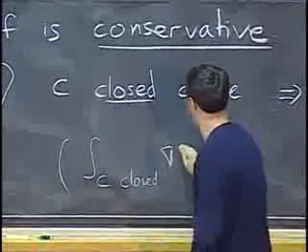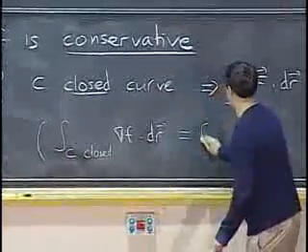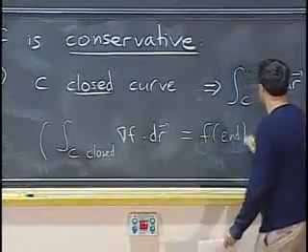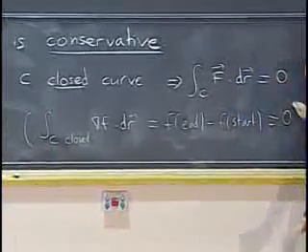So if I have a gradient field and I do the line integral, then I will get f at the endpoint minus f at the starting point. But they have the same point, so that's 0.